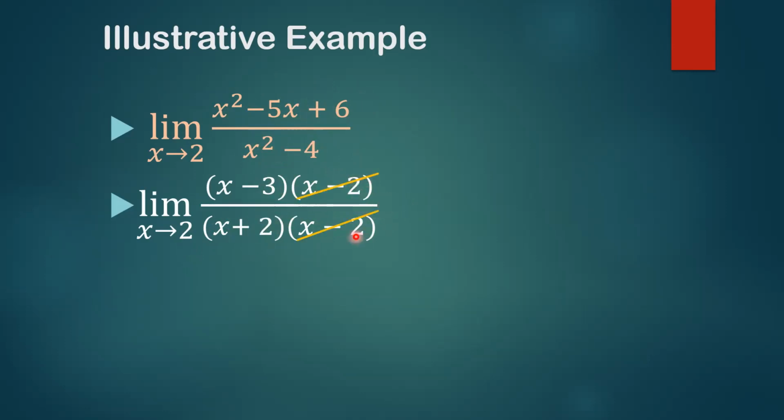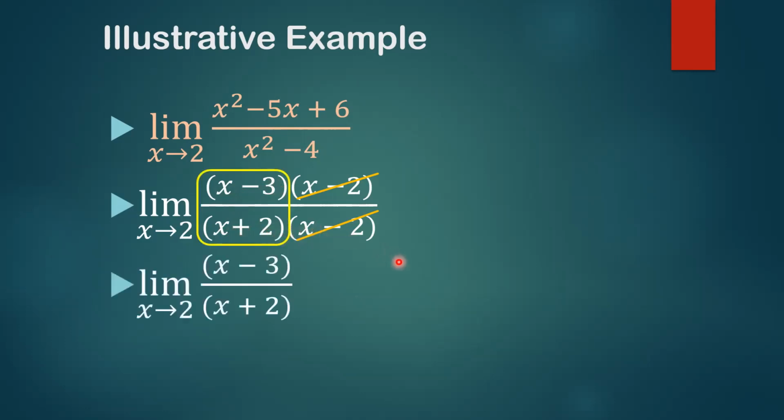Ito yung nagpapa-0 over 0 sa ating expression. So now we can substitute the 2 to our x. This is 2 minus 3, which is negative 1. 2 plus 2 is 4. Yan. So the answer will just be negative 1 over 4 or negative 1/4.